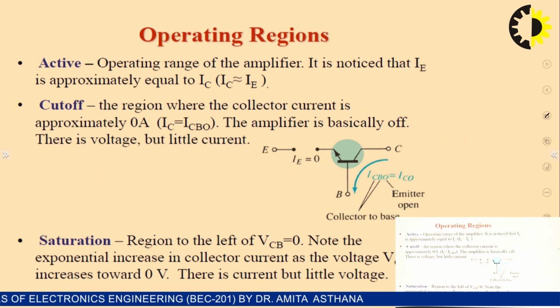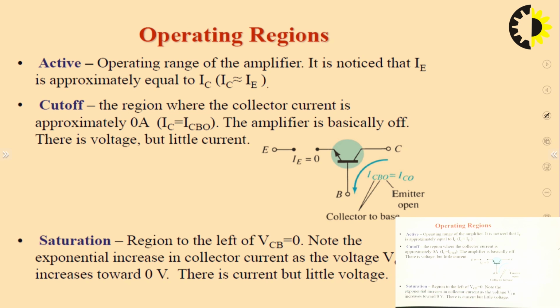Operating region, again active. It is the operating range of the amplifier. The transistor is working as an amplifier. The cutoff is the region where the collector current is approximately 0 ampere, and basically the amplifier is in off mode. In saturation, the transistor is working in the on state, in the region to the left of VCB equal to 0 volts. Now there is an exponential increase in the collector current as we increase the voltage VCB.